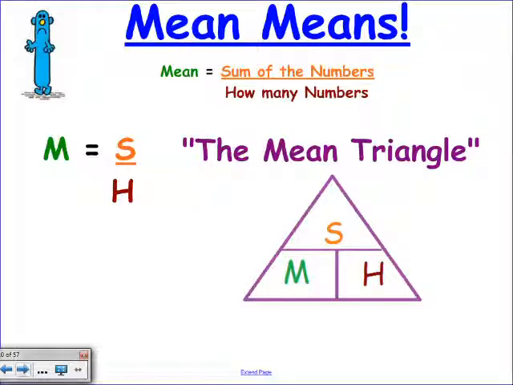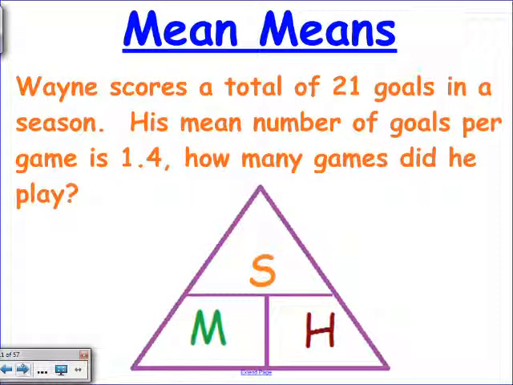Rather than what you were trying to do yesterday, which is juggle algebra, which I do all the time, and John probably does all the time in his head, what we're going to do is revisit the questions we did yesterday, and I'm going to show you how to do them with our new mean triangle. Okay, so our mean, our nasty questions. Okay, so we did this one. Wayne scores 21 goals in a season. His mean number of goals per game is 1.4. How many games did he play?